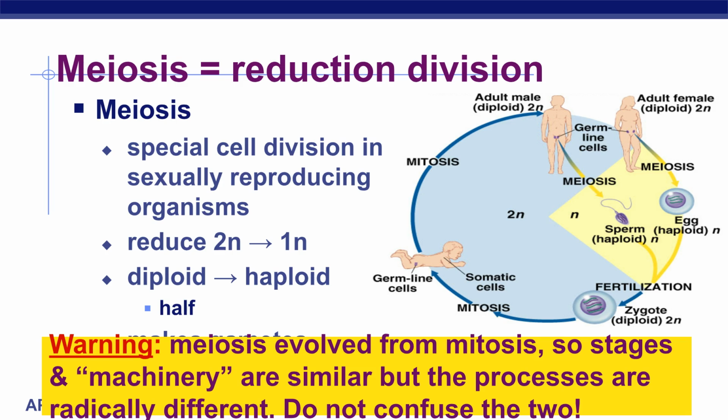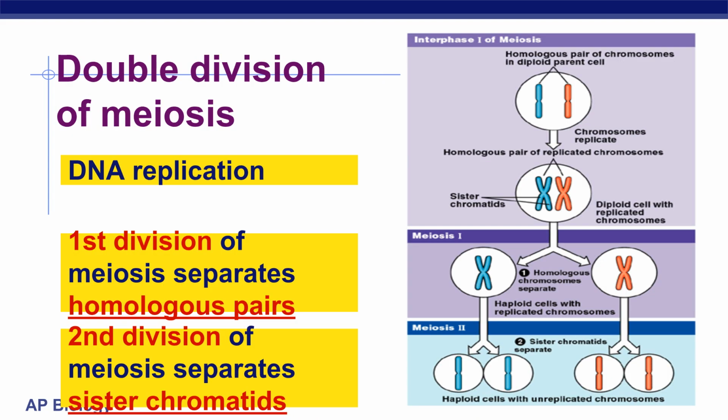Meiosis is a reduction division, a special cell division in sexually reproducing organisms. It reduces the chromosome number from 2n to 1n, or diploid to haploid, making gametes like sperm and eggs. Note, meiosis is radically different from mitosis and should not be confused with it. Meiosis is a double division.